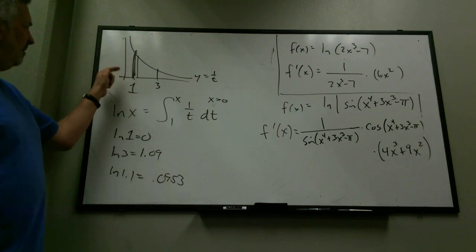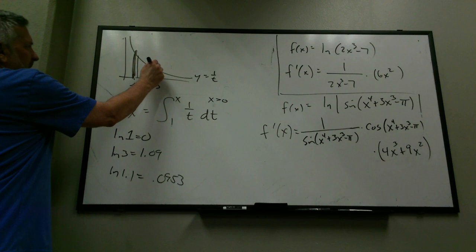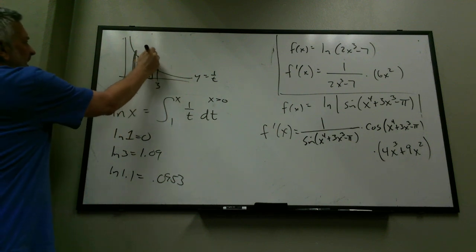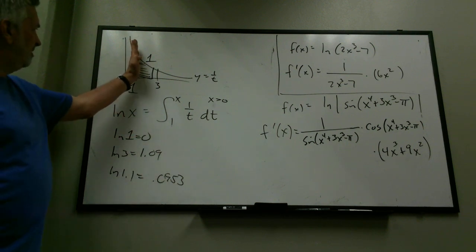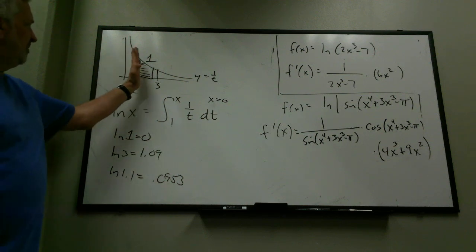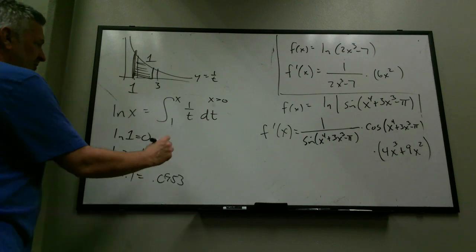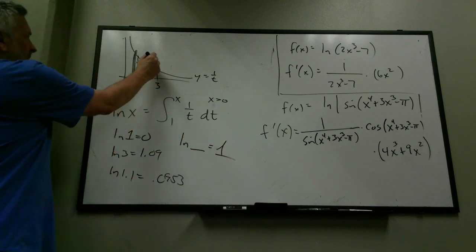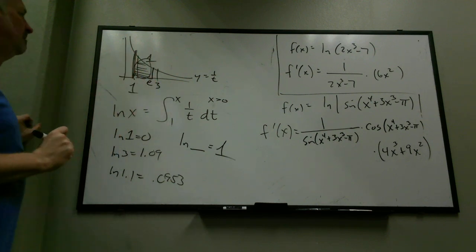So somewhere between 1 and 3, there's a place, say, right here, where this area is exactly 1. Right? Because when I'm close to 1, the area is small. When I get to 3, the area is bigger than 1. So somewhere in there, at this point, the area under the curve is actually 1. So I want the natural log of something to be the area 1. So when does that occur? We call that number E.